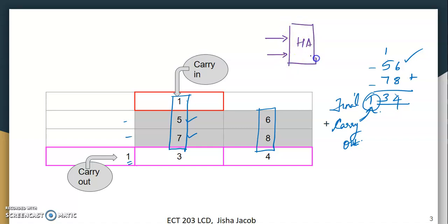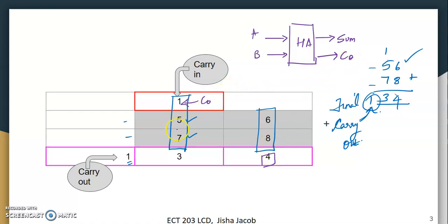A half adder takes in 2 inputs. Let me call the inputs A and B, or X and Y. The output is sum, which in this case is 4, and it will have a carry out of its own. So let me call this CO, carry out. This is actually the CO of the first stage. So A and B are added, and it provides a sum. Here that sum is 4 and the carry out is 1.